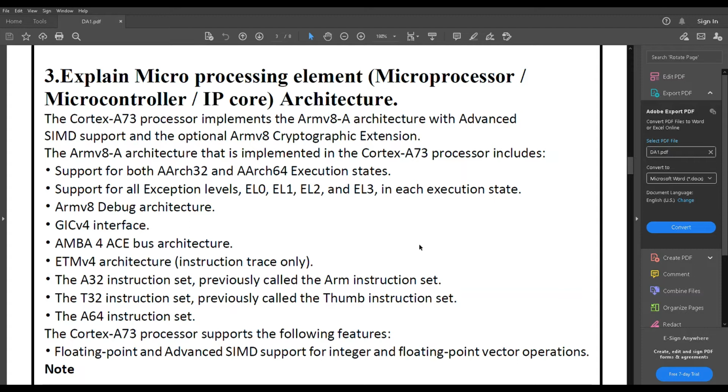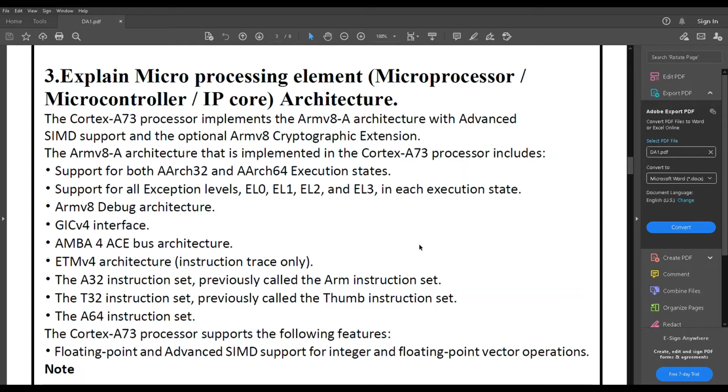ARMv8 debug architecture, GIC v4 interface, AMBA 4 ACE bus architecture, ATM v4 architecture, instruction traceability, the A32 instruction set previously called the ARM instruction set, the T32 instruction set previously called the Thumb instruction set, the A64 instruction set.